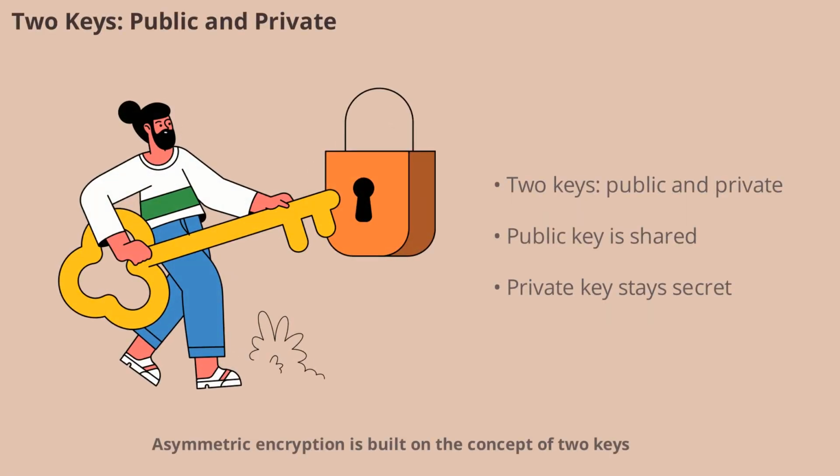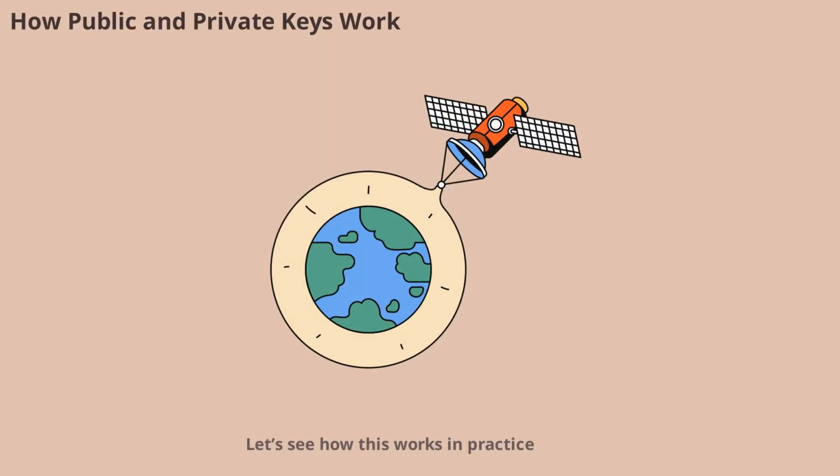Asymmetric encryption is built on the concept of two keys, a public key and a private key. The public key can be freely distributed to anyone, while the private key must always be kept secret. This separation is what makes asymmetric encryption so powerful. By using a pair of mathematically linked keys, we can ensure that only the intended recipient can decrypt a message, even if the public key is widely known. Let's see how this works in practice.